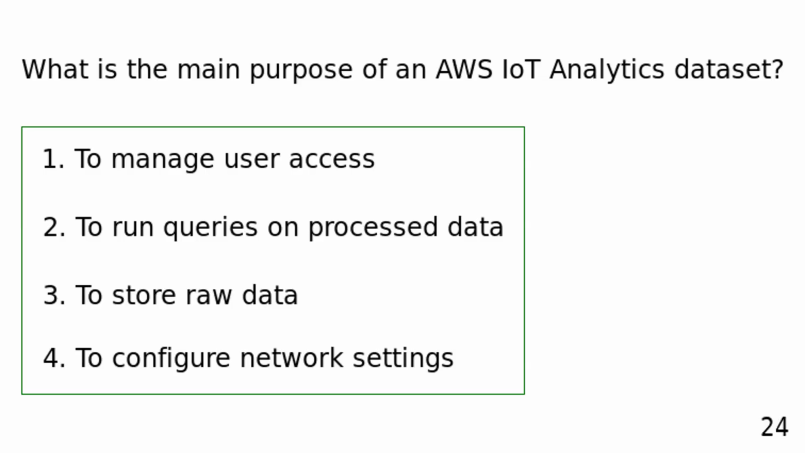What is the main purpose of an AWS IoT Analytics dataset? To manage user access. To run queries on processed data. To store raw data. To configure network settings.